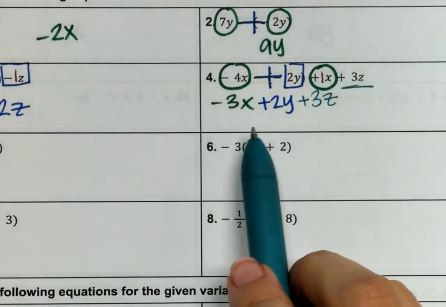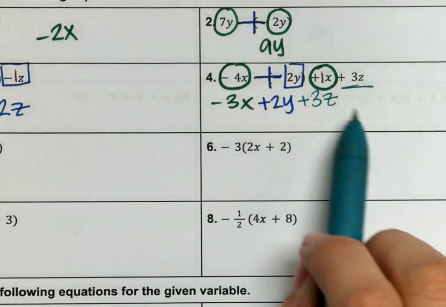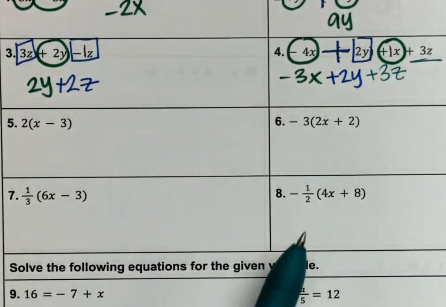Now I have negative 3x plus 2y plus 3z. Since none of these variables are the same letter, this is my answer as simplified as it can be.